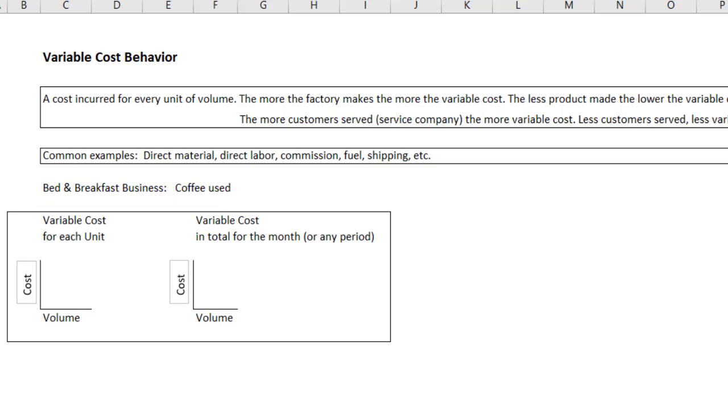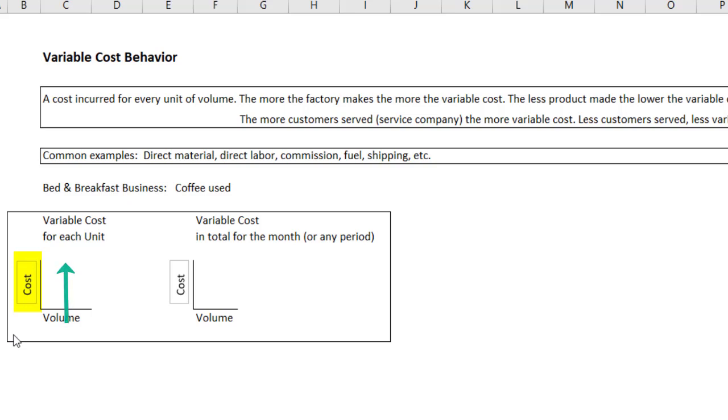Let's look at the variable cost in a graph. On the bottom part of the graph, we have the volume, meaning the more customers we have, the more we're going to go to the right. So 0 customers would be on the left, and then the higher the customer count, the farther we go on the right. And then the cost is going to be on the vertical line. So we're going to go from 0 cost to a higher cost.